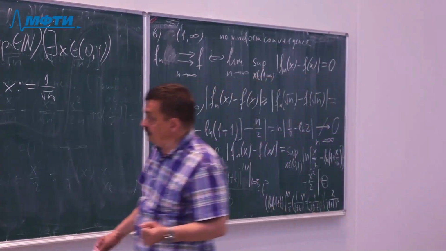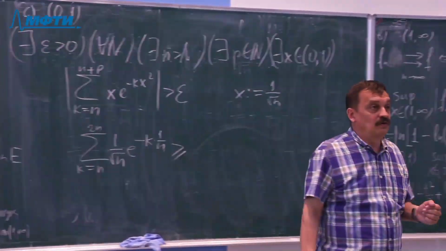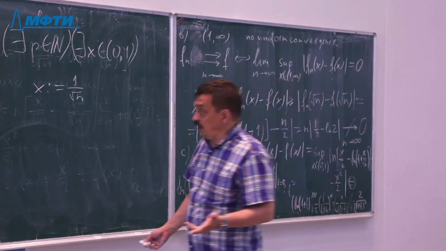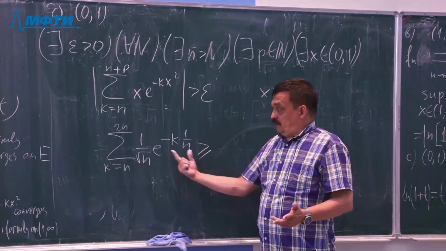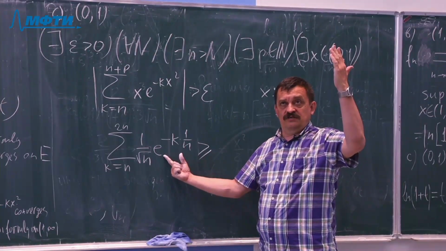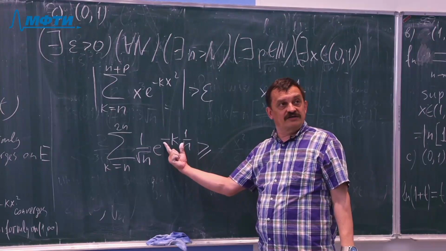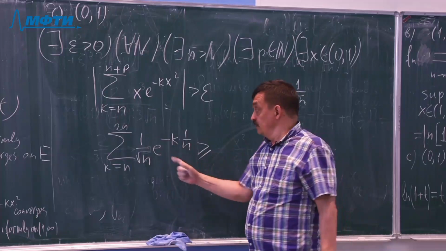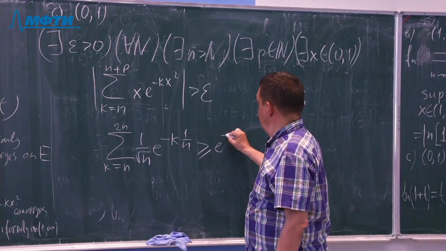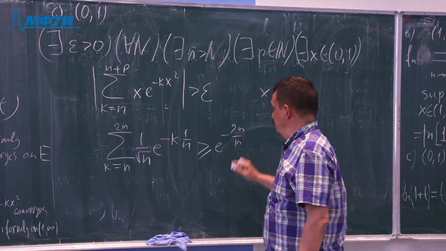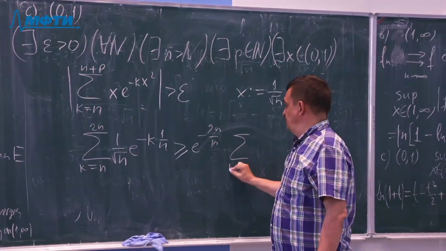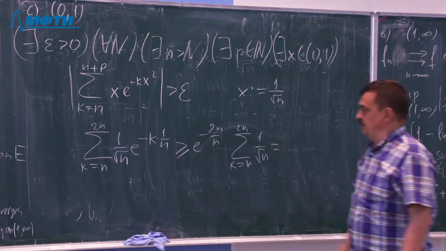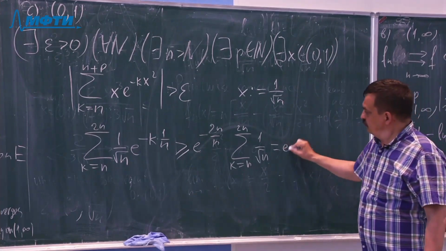Now look, I need to estimate from below, bound below. How? Exponent is an increasing function. We have minus here, so the minimal value is when k equals 2n, right? So I can write e to the power minus 2n over n, times the sum over k from n up to 2n of 1 over square root of n. And that is, what is it? e to the power minus 2.